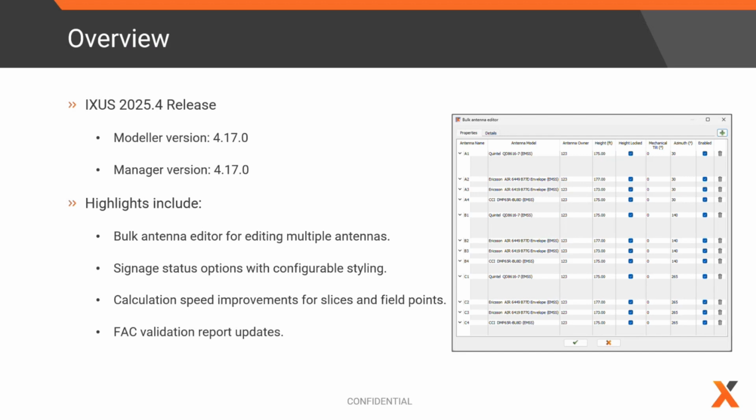Okay, so the key features and improvements in this latest release are mainly around efficiency and workflow. For both the manager and modeler, we have version 4.17. The main highlights are a new bulk antenna editor for editing multiple antennas at once, Signage status options with configurable styling, and calculation speed improvements for environmental slices and field points. And we've also updated the FAC Validation Report, which is uploaded.